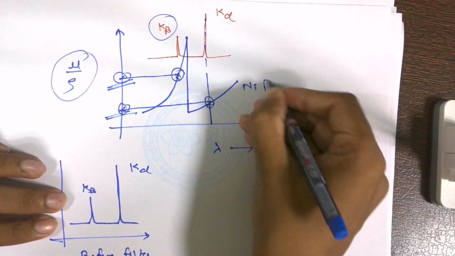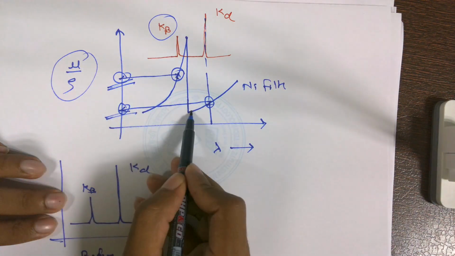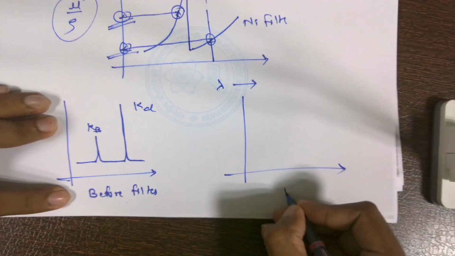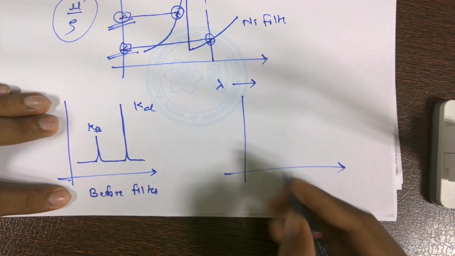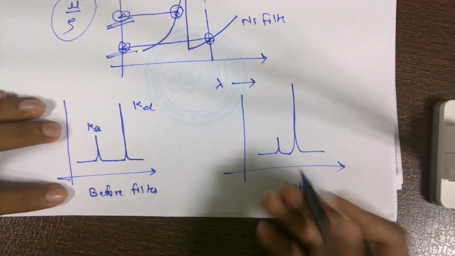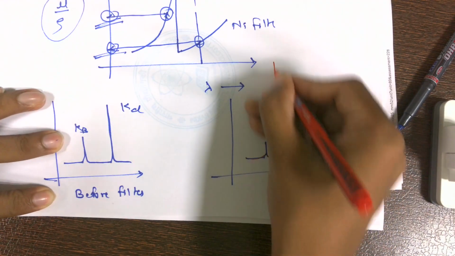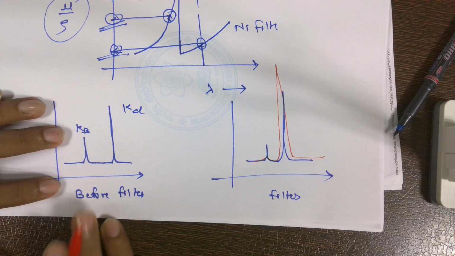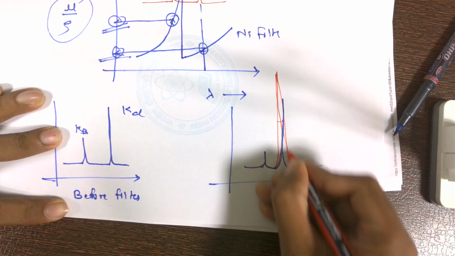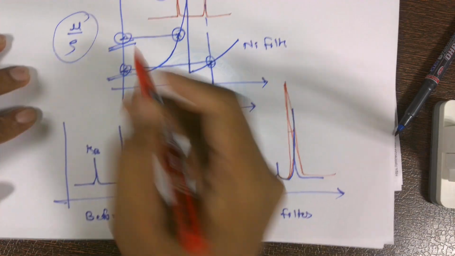We will be discussing the nickel filter. K alpha will also be absorbed a bit, but we can see that. So initially the ratio was like that. But after the filter, what will happen to the intensities? They will be like this. In certain cases, the intensities will be small and this will be much higher. The things will be very sharp. So this is the effect of the filter.